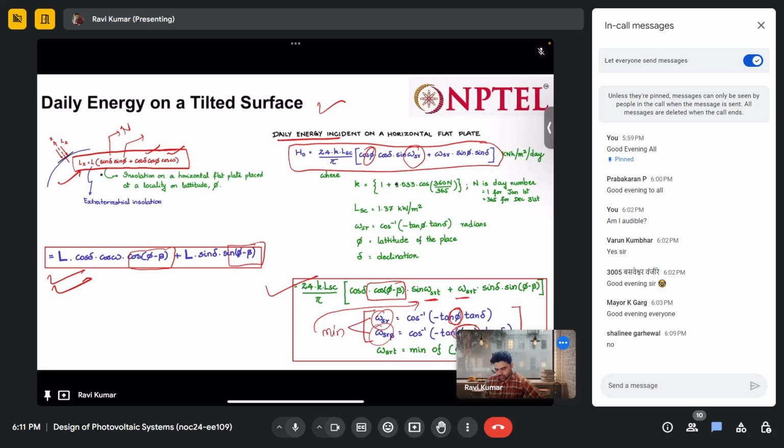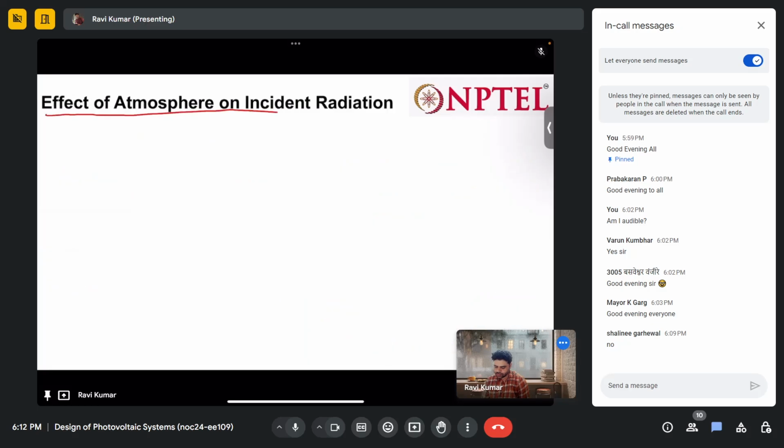Now let's come to the other things, like what is the effect of atmosphere on incident radiation. What are the factors due to which this incident radiation is being affected? Write in the chat box, what do you think are the factors due to which sunlight, or radiation incident on the surface of a horizontal plane, is being affected? It's a recap only from the last class.